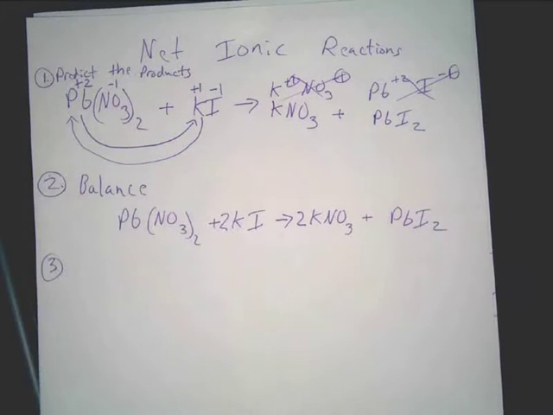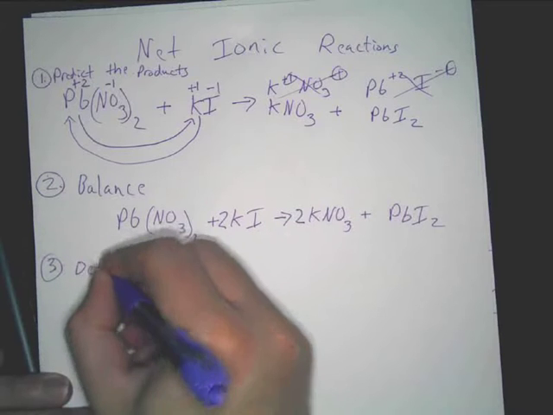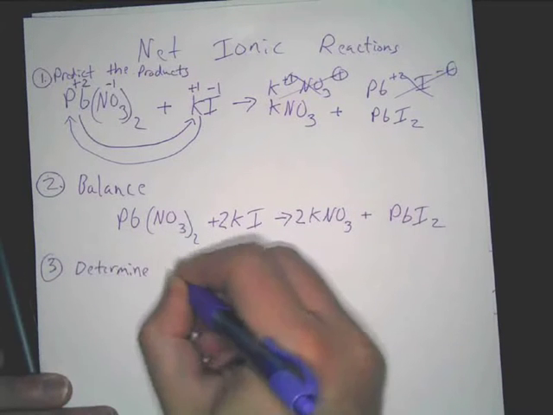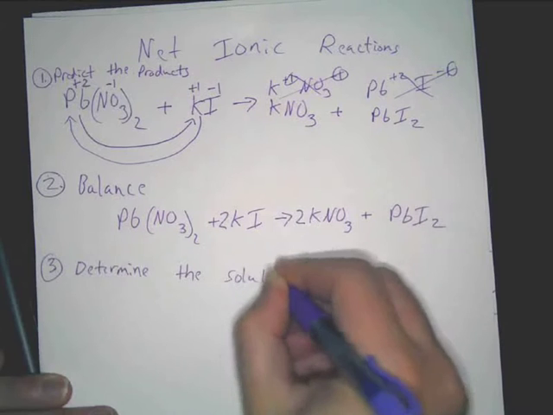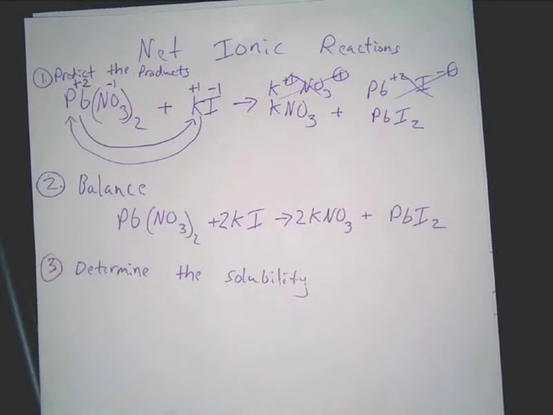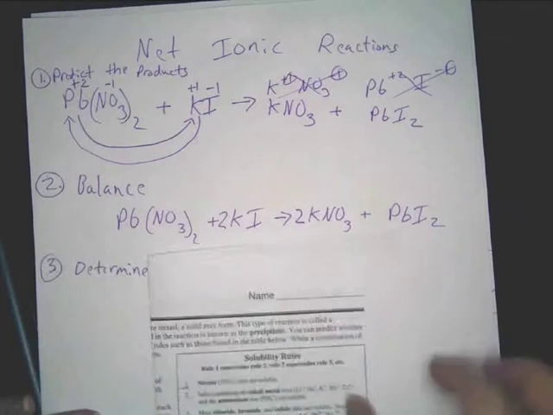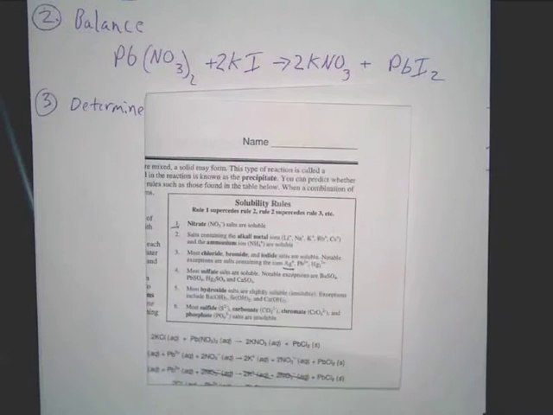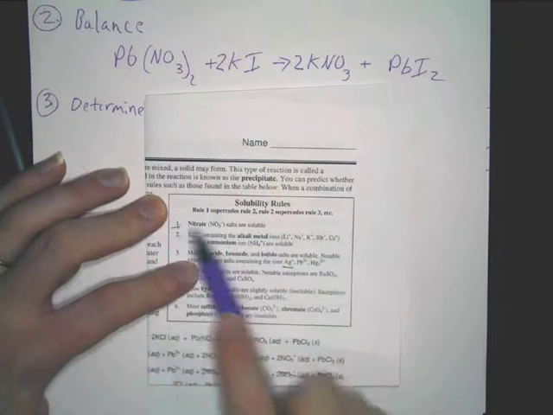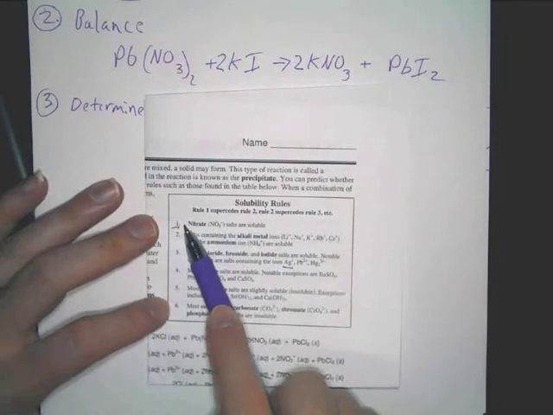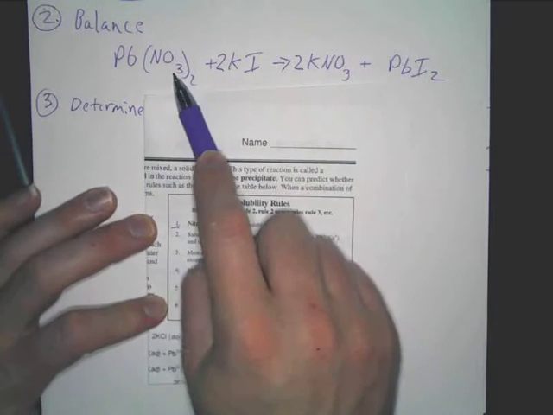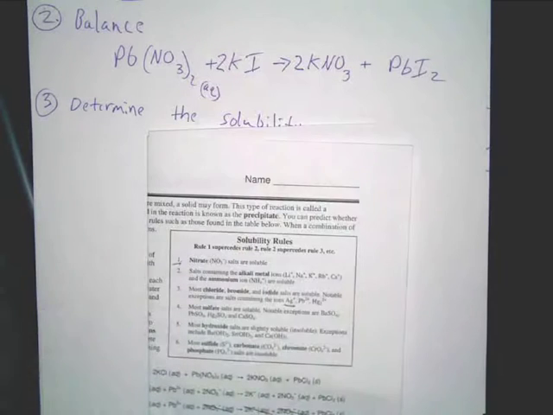Step 3 is the beginning of the new stuff, so now it's determine the solubility for each thing. So, this is where you use your solubility chart, your solubility rules. And it's up to you now to say what's the deal for each formula. So, you look up Pb(NO3)2. The very first rule, nitrate salts are soluble. Nitrate, soluble. So you write aqueous.